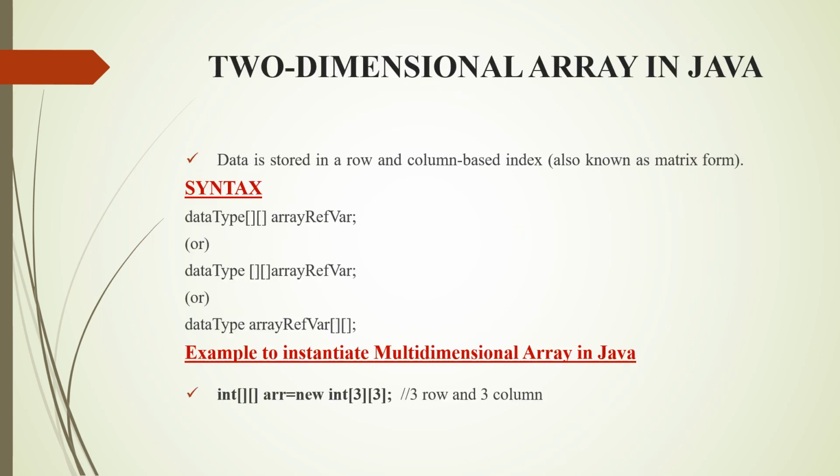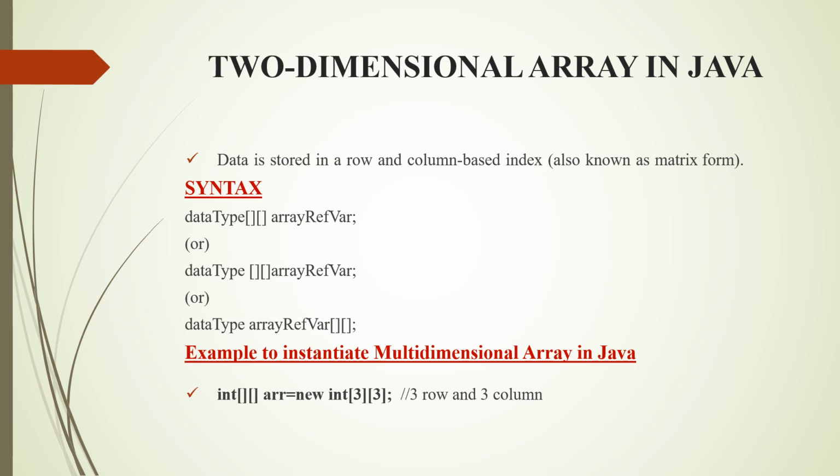Next, we will see the second type of array, the two-dimensional array. It comes under multi-dimensional arrays. In a two-dimensional array, there will be two indices. The first index is for row representation and the second index is for column representation. So it is also similar to a matrix representation.